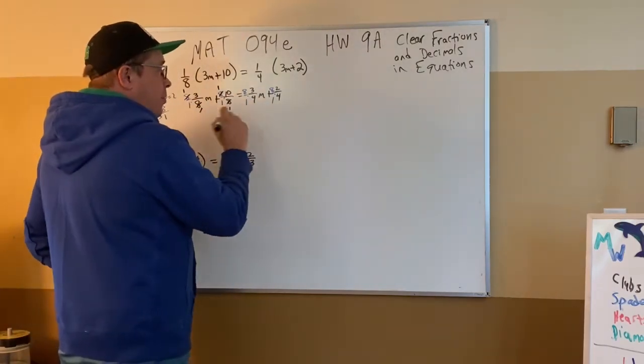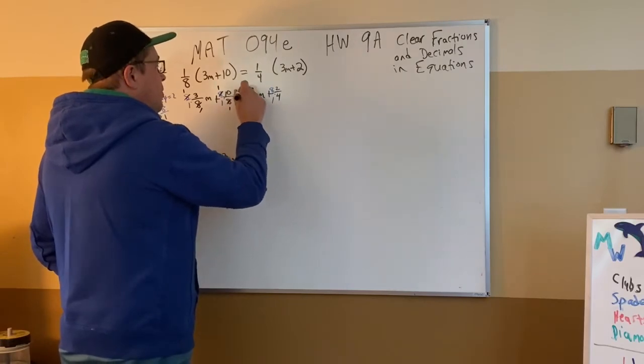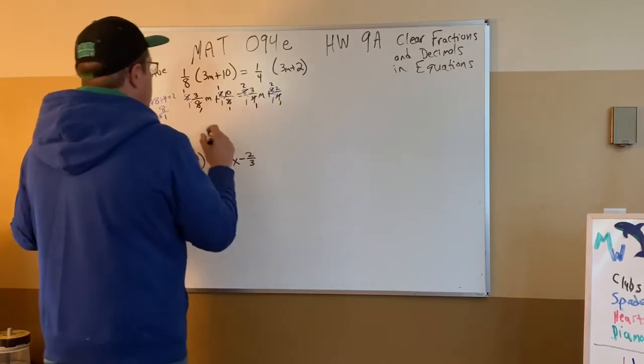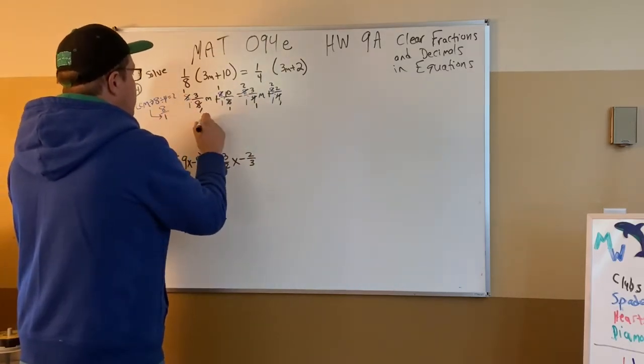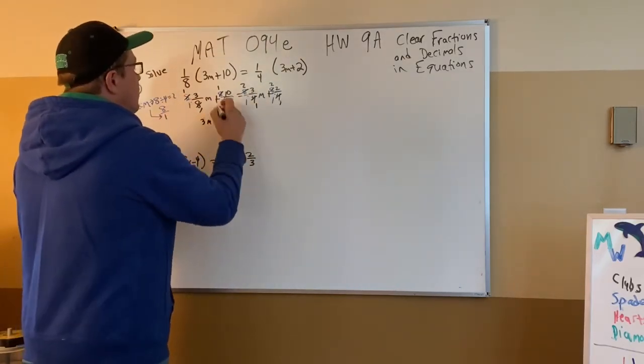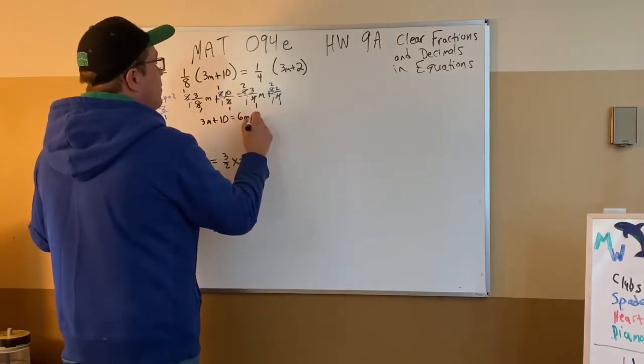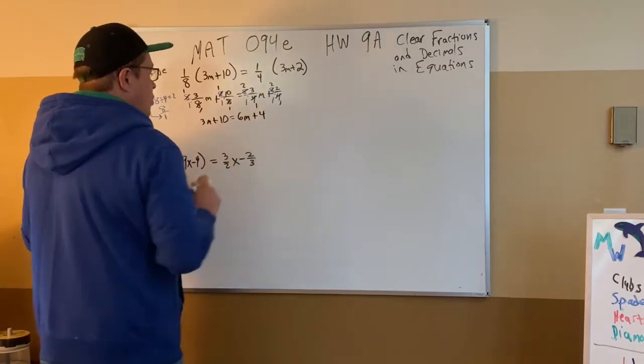Now we're dividing by 4. 4 divided by 4 is 1, but 8 divided by 4 is 2. 4 divided by 4 is 1. 8 divided by 4 is 2. And we'll go back and see. 1 times 3 is 3 with an M, plus 1 times 10 is 10. Equals 2 times 3 is 6 with an M, plus 2 times 2, which is 4.